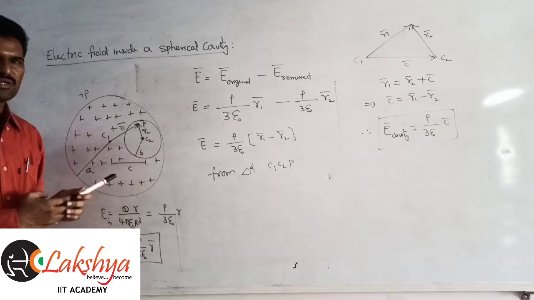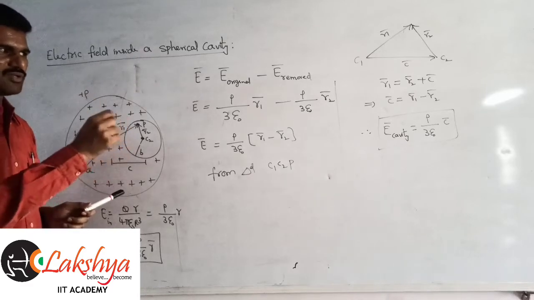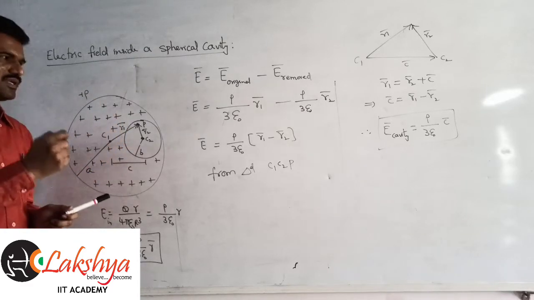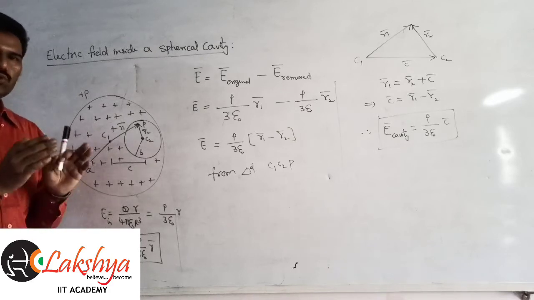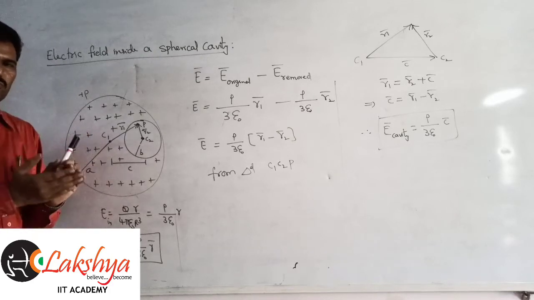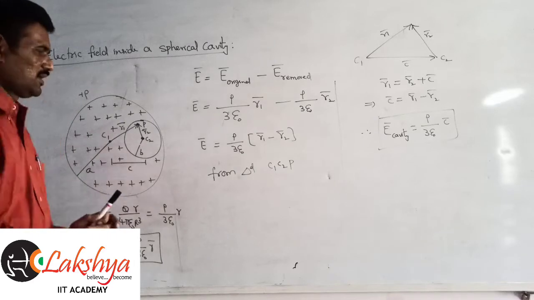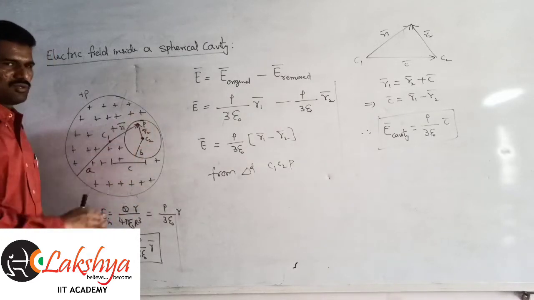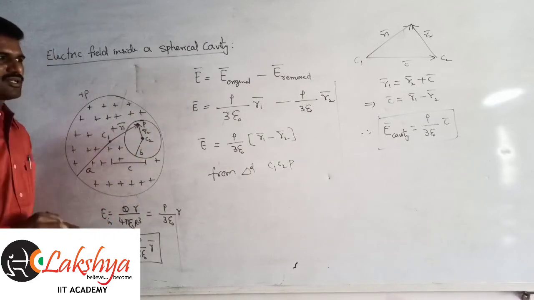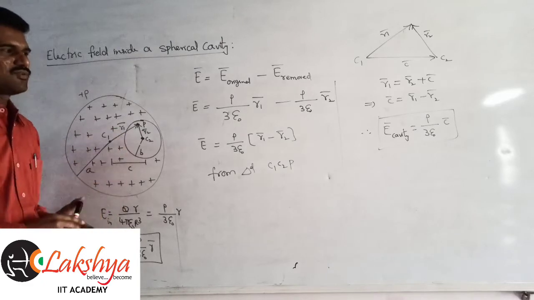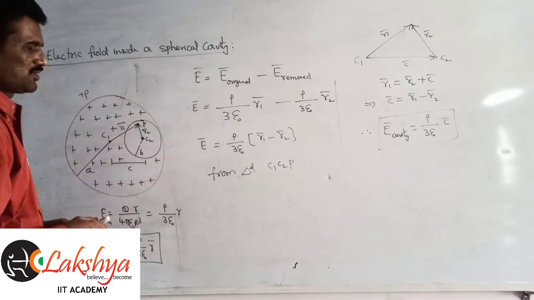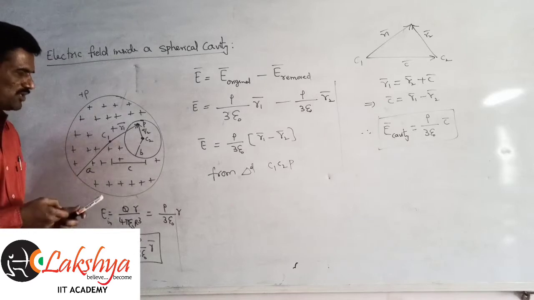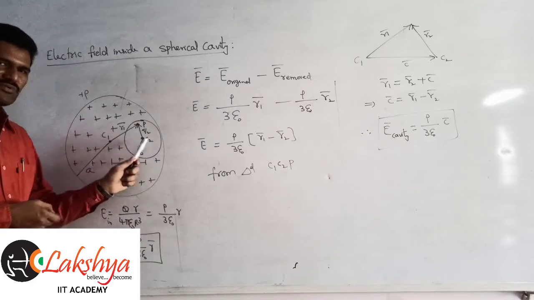Therefore they mentioned that the intensity of electric field inside the cavity is uniform. Uniform in the sense constant electric field will be there. So at any point the electric field will be the same. That means a uniform electric field will be there, and it depends only on the distance between the center of the cavity and the center of the sphere.